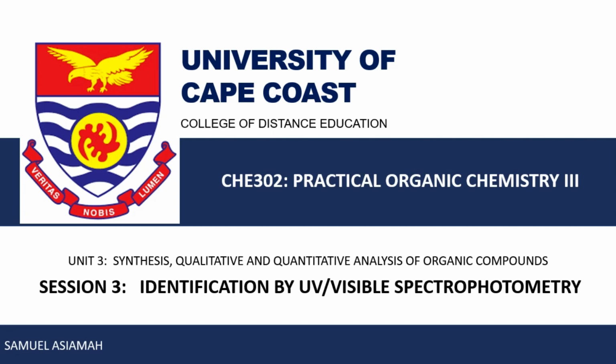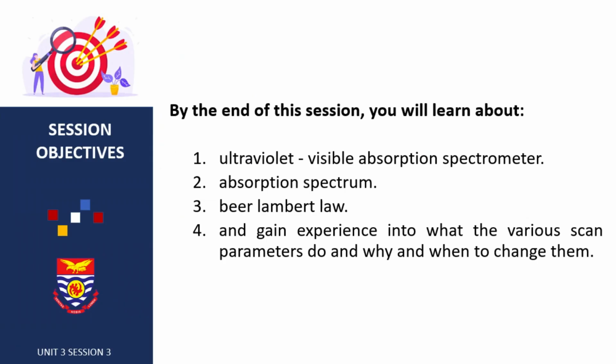Hello everyone, you are welcome to the third session under Unit 3, and in this session we'll be looking at the identification of organic compounds by UV-Vis spectrophotometry. So at the end of the session you should be able to learn about the ultraviolet visible absorption spectrometer and absorption spectrum. You should be able to know something about the Beer-Lambert law, and you should be able to gain experience into what the various scan parameters do, and why and when to change some of these parameters when you are running your sample using the UV-Vis spectrophotometer.